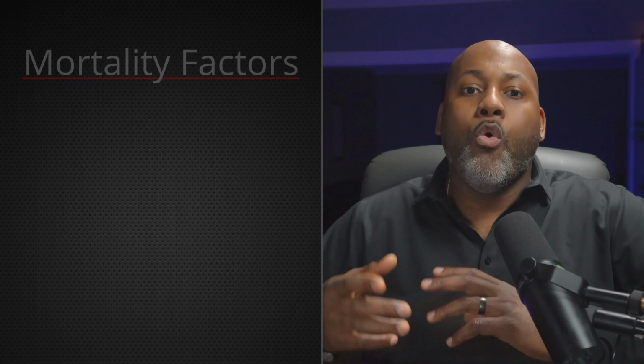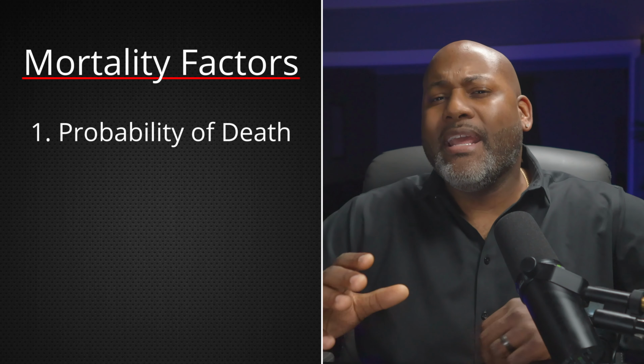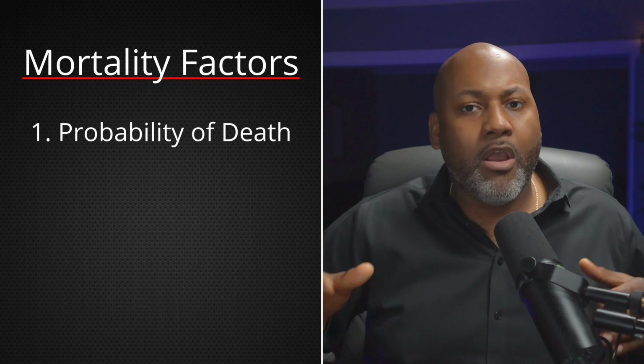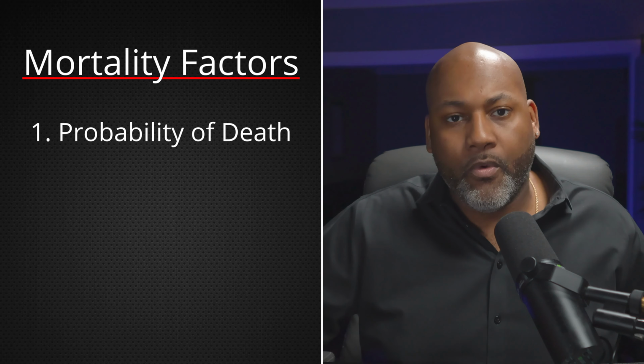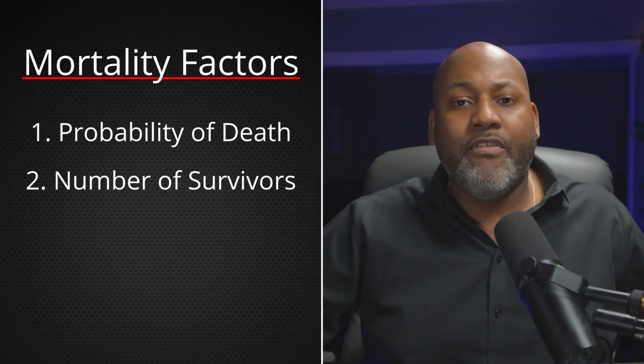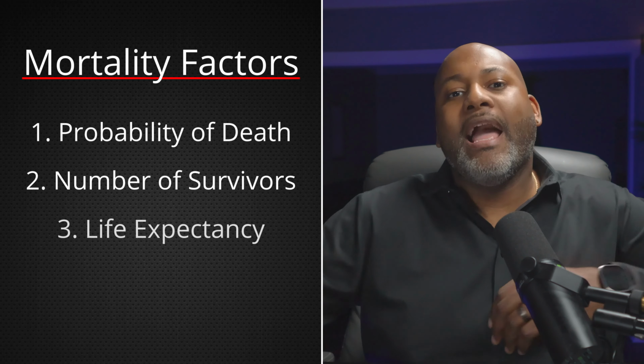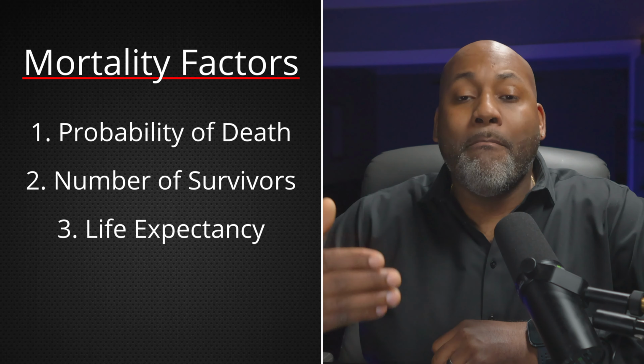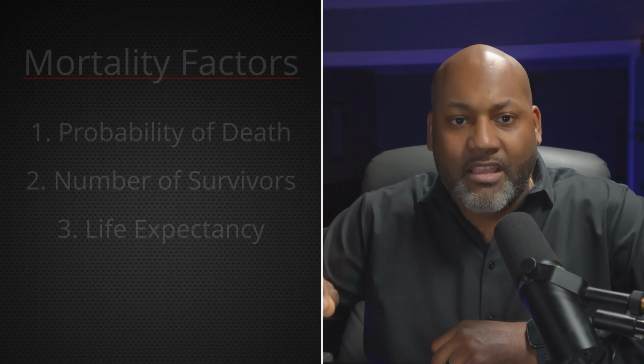Data is gathered by tracking a diverse group of males and a diverse group of females in groups of 100,000 or 1,000,000 from birth until the last person in the group passes away. This helps insurance companies determine the answers to the following 3 questions. 1, probability of death. What is the mathematical chance of a male or female passing away at age 20, for example? Number 2, number of survivors. How many people out of the original group are still alive at age 50? Number 3, life expectancy. The average number of years remaining for people to live at that specific age.